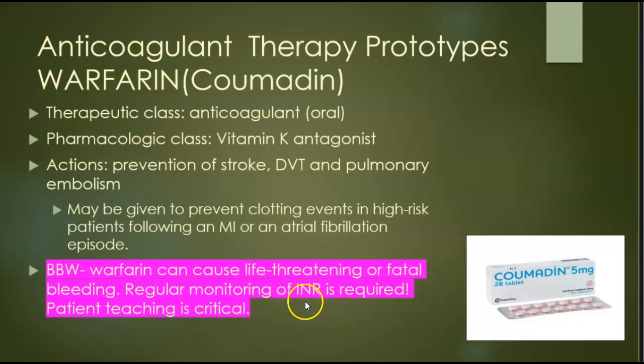So INRs have to be checked on the regular if a patient is going to take warfarin for a long period of time. And most patients end up taking warfarin for at least 6 months and can take it for even longer.